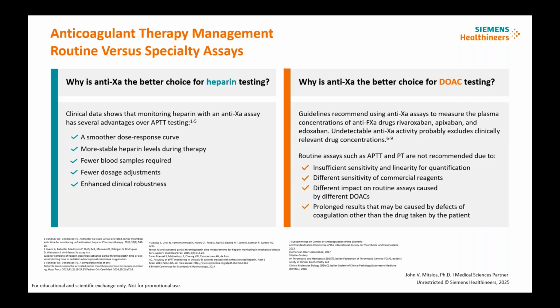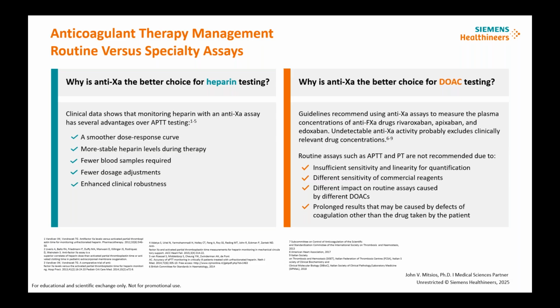Now, why is anti-10A a better choice for DOAC testing? Well, of course, we know that the gold standard for DOAC, specifically to measure concentrations, is using mass spectrometry. But mass spec is not readily available in many of our clinical laboratories. So having another assay that we can go to is extremely important to ensure that we're able to provide that measurement of how much of that anticoagulant.